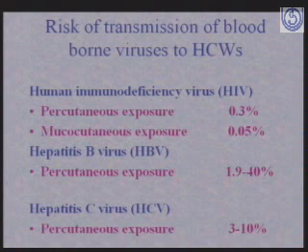Similarly, for hepatitis B virus, the percutaneous exposure rate is about 1.9 to 40%. And for hepatitis C virus, the percutaneous exposure rates are about 3 to 10%. So from these statistics, it is evident that among the three diseases mentioned here, hepatitis B virus has the highest risk of transmission. Yet we tend to concentrate more on HIV transmission.